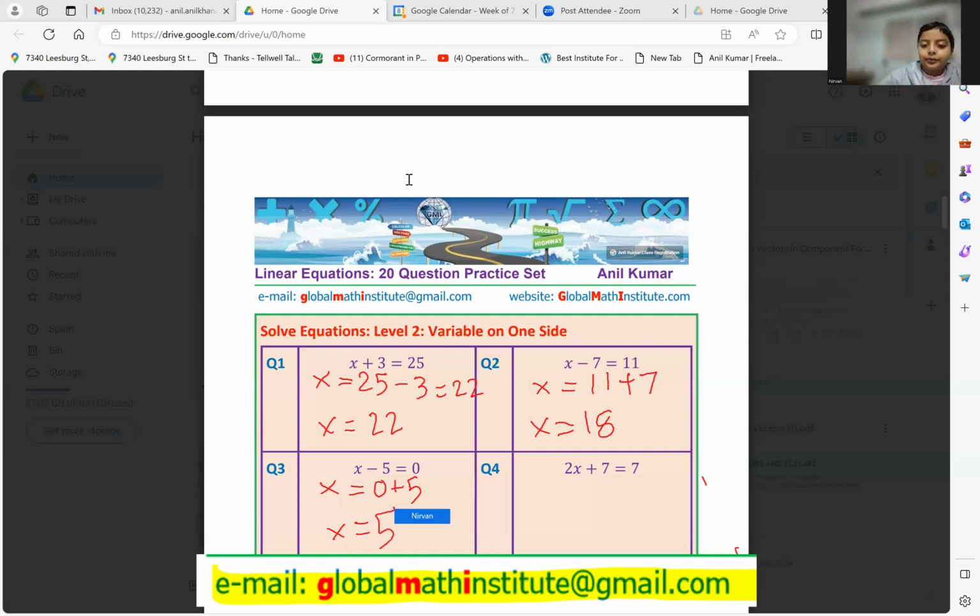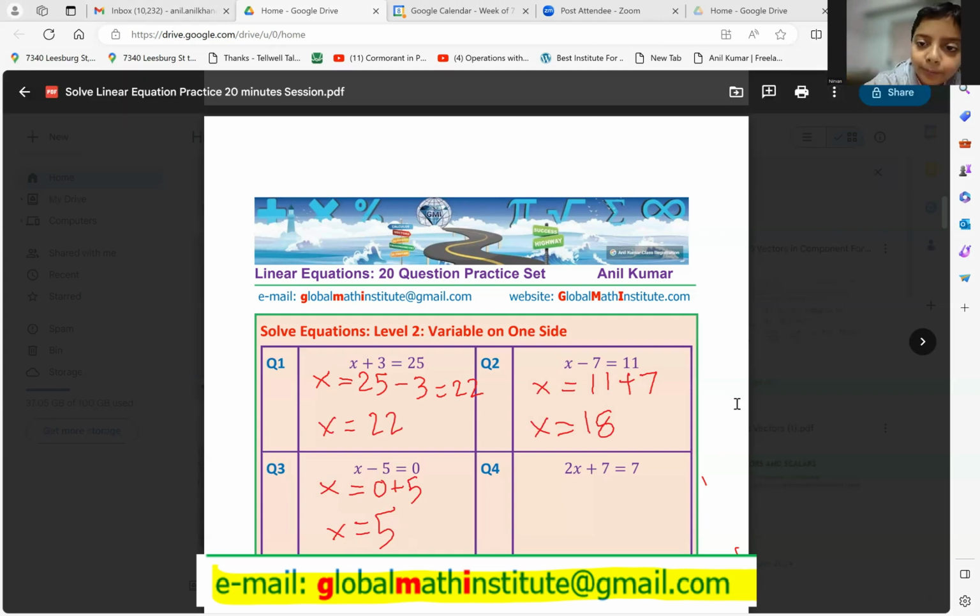Correct. Next question. So 2x means 2 times x, right? So which is 0? 2x equals 0. So anything multiplied by 0 is 0. So x equals 0. That's great. So we got the first set of questions now.